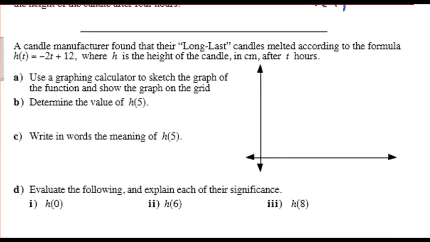Use a graphing calculator to sketch the graph of the function. Let me first label this with the information I have. The time is going to go over here, and that is in hours, and the height of the candle is going to be over here, and that's going to be in centimeters. I'm only going to use the first quadrant because I can't have negative time and I can't have negative height, so I don't really care about the other 3 quadrants.